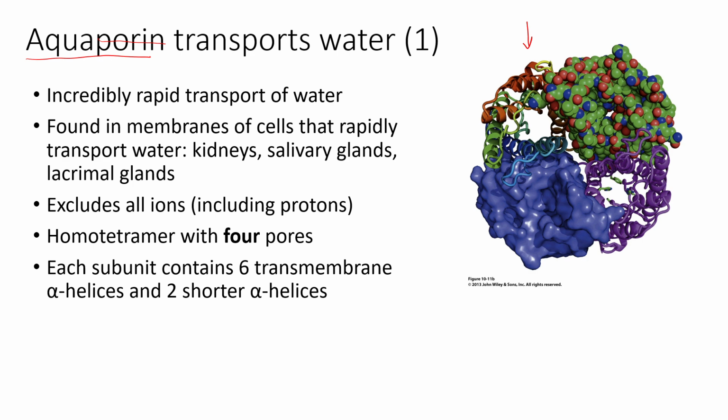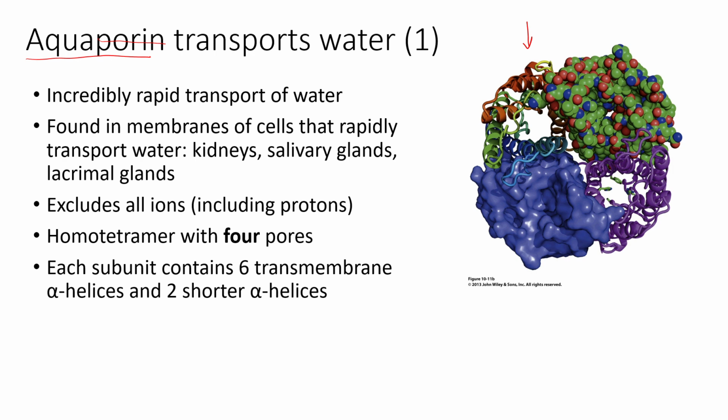So where do we see aquaporins in the body? We see them in the membranes of cells that are all involved in the rapid transport of water. Makes sense, right? So in tissues and organs like your kidneys, your salivary glands, and your lacrimal glands. All of these are involved in moving water across, and so they're going to need a lot of aquaporins to help facilitate that very quick transport of water.